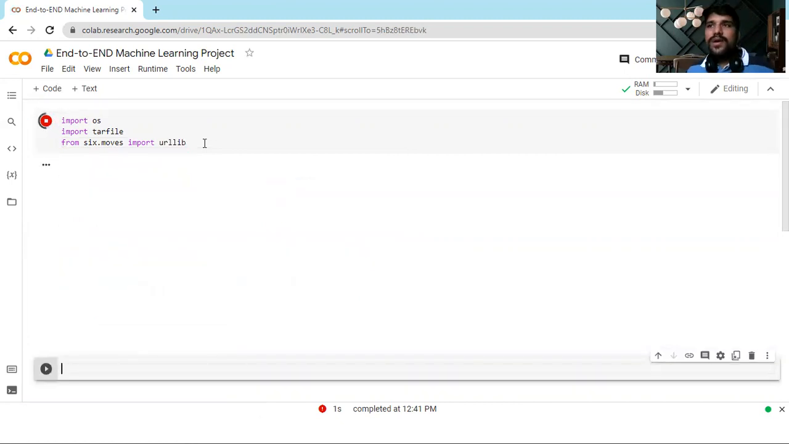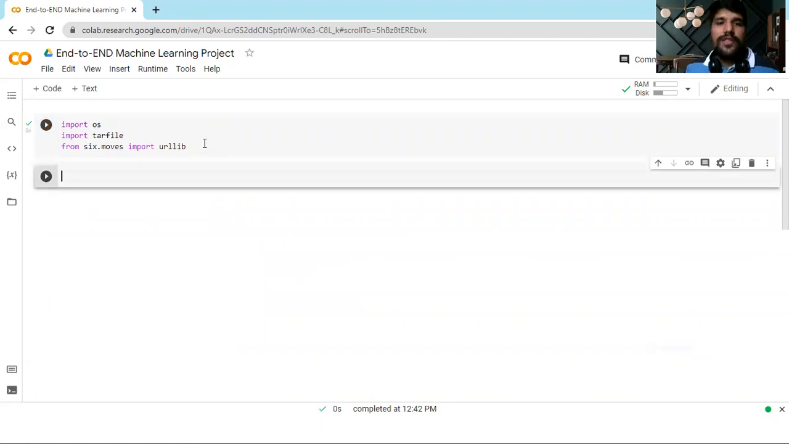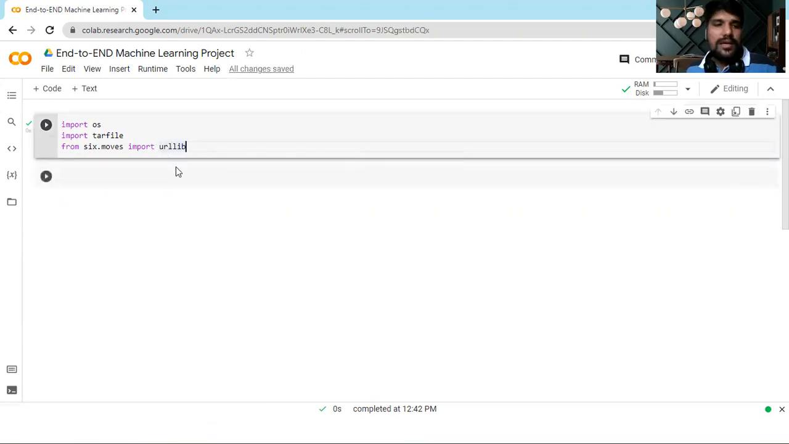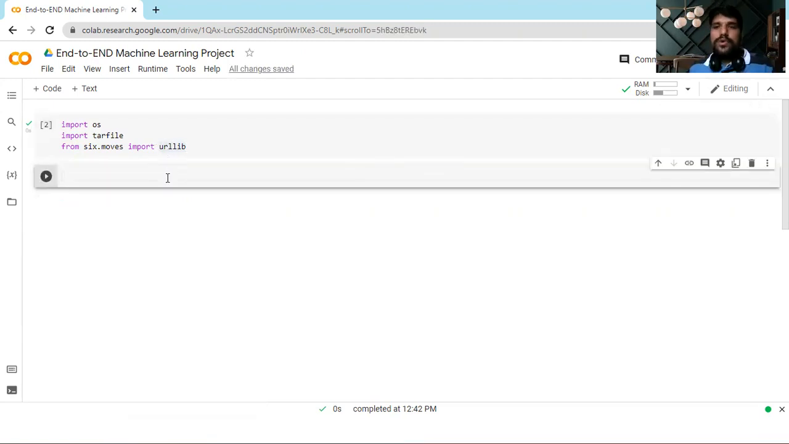So like this is the way, that's why I'm saying do it with me. Because this kind of problem really teaches us what errors are there and how to solve those errors. So that's why do it along with me. I have written a wrong spelling, that's why it is not importing. So the correct one is urllib. Now I imported all the libraries. Now let's move to the link.